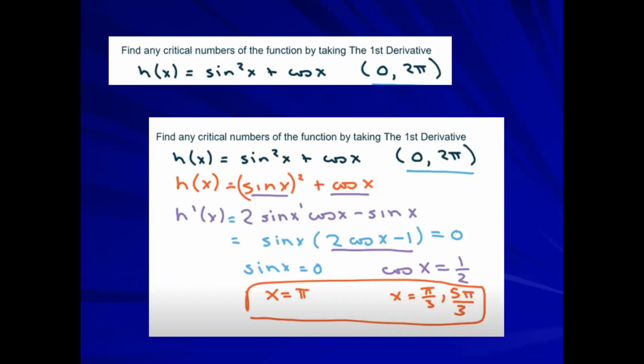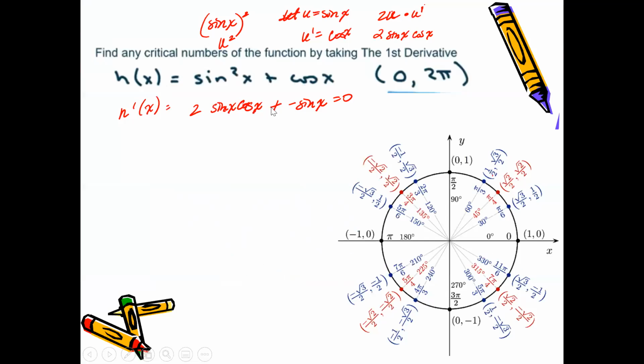I can see that both of these share a sine x, so let's try to take that out. So I have sine x going back into the parenthesis, 2 cosine x minus 1 equals 0. So then I'm going to set these individually equal to 0. So I have sine x equal to 0, and then 2 cosine x minus 1 equal to 0.